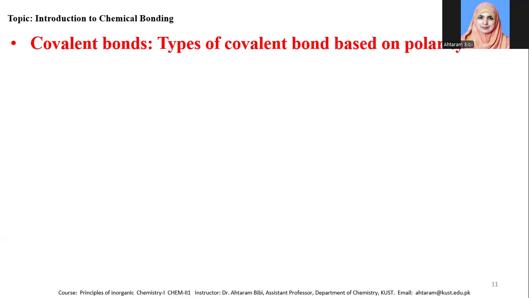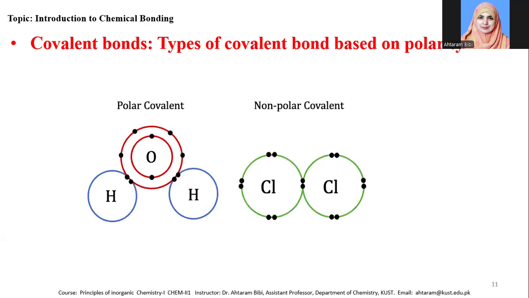Covalent bonds, on the basis of polarity, are divided into two types. One is known as polar covalent bond, and the other is known as non-polar covalent bond. As we can see over here in the water molecule, the shared pair of electrons is attracted by the oxygen atom. Therefore, the oxygen has a partial negative charge while the hydrogen has a partial positive charge. So poles are produced in these molecules. Therefore, it is known as a polar covalent bond. While in the chlorine molecule, as both chlorine atoms have the same electronegativity, the shared pair of electrons is equally attracted by each chlorine atom. Therefore, this bond is known as a non-polar covalent bond.